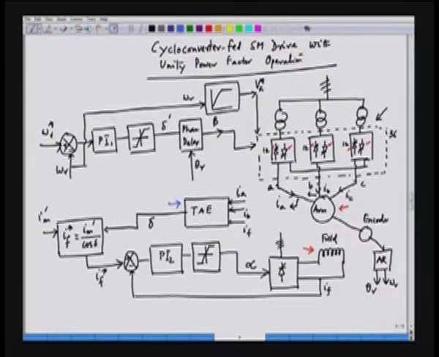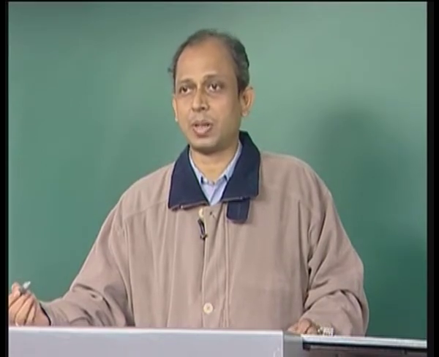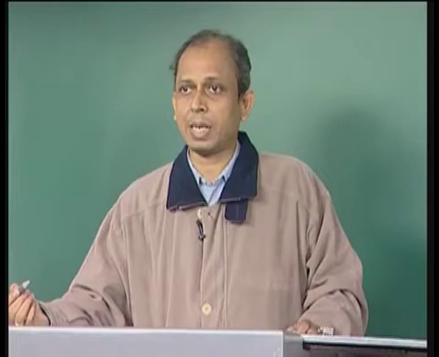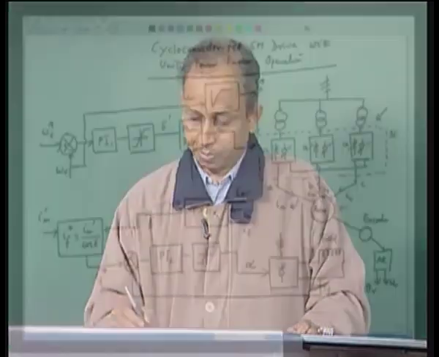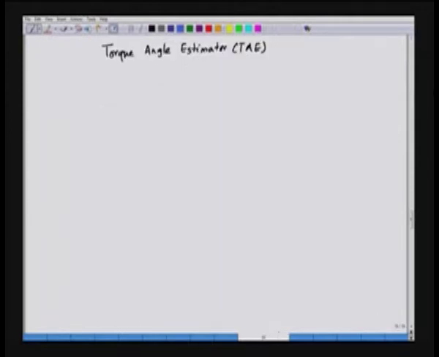The torque angle estimator takes as input Ia, the armature current, and Ib, the armature current in phase B. Let us assume a star connected machine. If we know Ia and Ib, we can find out Ic. Ic is equal to minus of Ia plus Ib. So, we can calculate the third current by just having the knowledge of Ia and Ib, and the field current. All currents can be measured by using Hall sensors. So, we have the Hall sensors to measure Ia, Ib and If.